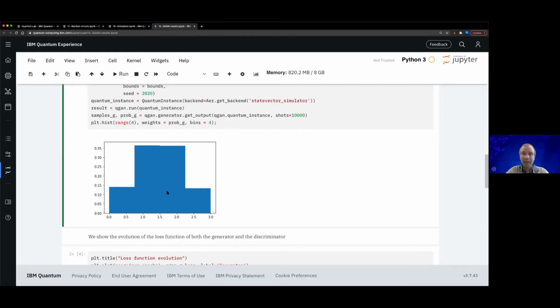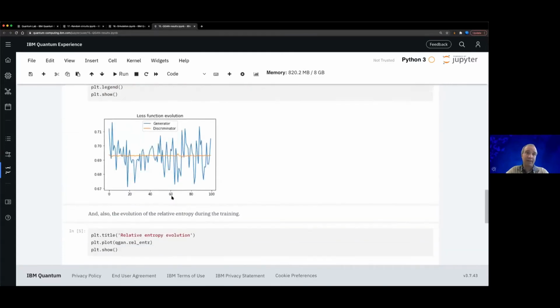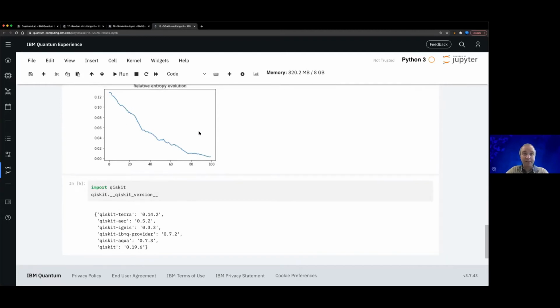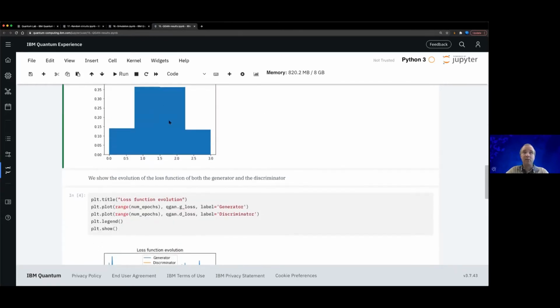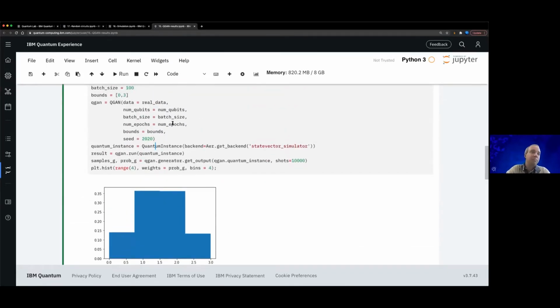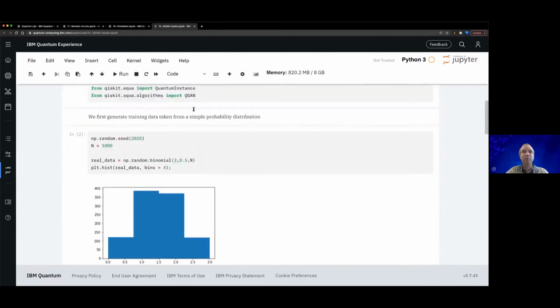Okay, if you train it with the current version of Qiskit, you are going to see that the problem is that the relative entropy does not decrease, and then what you obtain here is not similar to what you expect. So there should be some small bug somewhere, and once it is corrected, it should work again as expected. Okay. Any question about this notebook, this application?